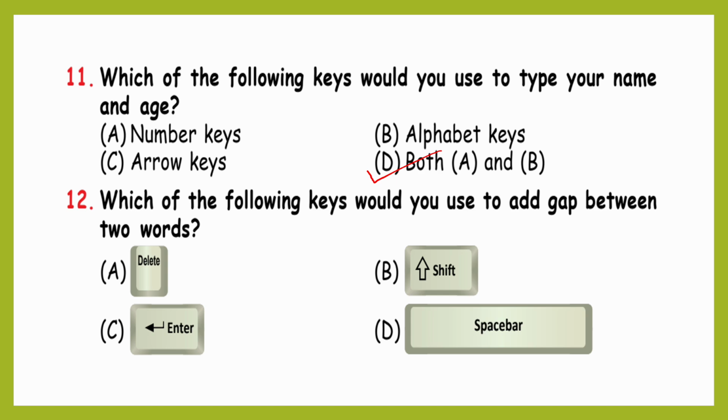Then, which of the following keys would you use to add gap between two words? Option A, delete. Option B, shift. Option C, enter. Option D, spacebar. So, to add gap between two words, we use spacebar. So, answer is option D.